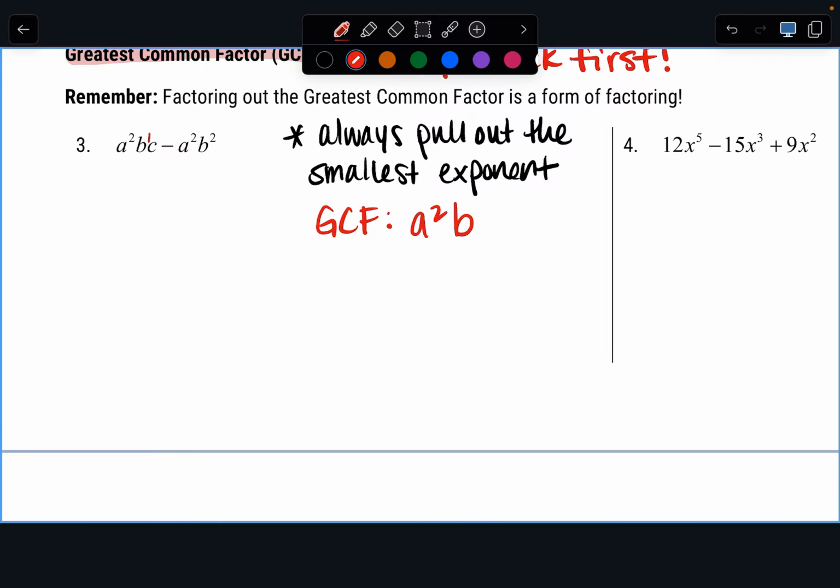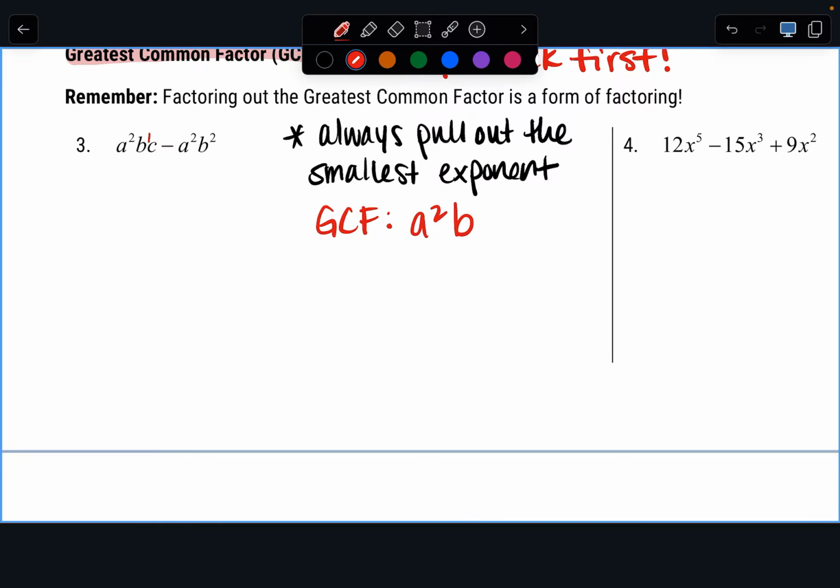Now, notice for the first term there is a C, and for the second term there isn't. If it's not in both of them, it's not a part of the greatest common factor. So I'm not going to have a C in my greatest common factor because it's not in both terms. In order to be a greatest common factor, it has to be present in every single term you're looking at.